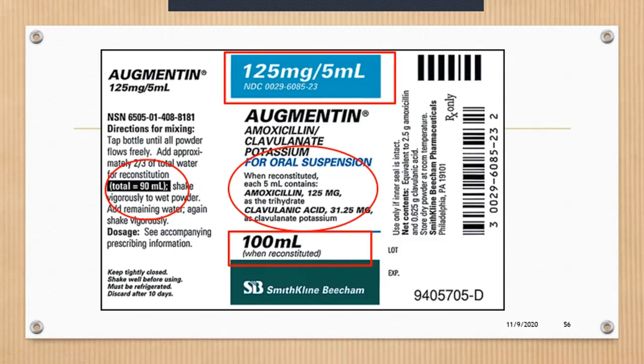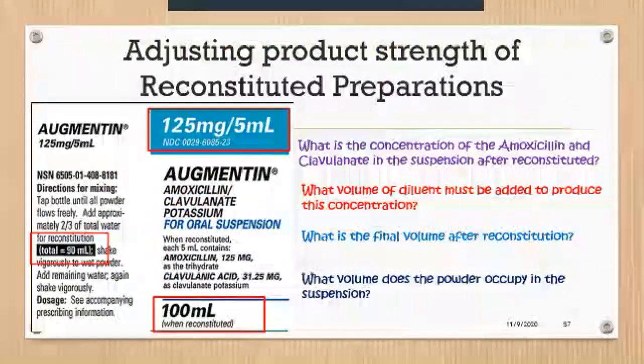Okay, so these are very important information. Also, it gives you the direction for mixing, tap bottle until all powder flows freely, etc. So all of that information is here. Okay, so what do we do with this? If we are working in the pharmacy and the pharmacist says to us, can you prepare this reconstituted suspension for me? You first have to determine what is the concentration of amoxicillin and clavulanic acid in the suspension after reconstitution. We have identified that as 125 milligrams per 5 mL. What volume of diluent must be added to produce this concentration?